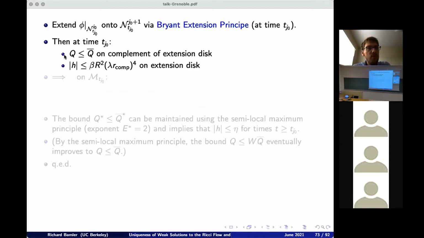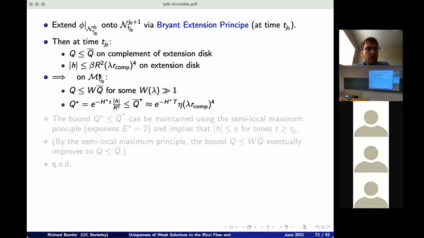So what do these 2 bounds imply? They imply that on the entire manifold, first of all, Q is going to be bounded by some large constant times Q bar. I mean, we have a good bound on the complement of the extension disk, and this bad bound on the extension disk. So in order to have a bound of this form, we have to add in a very large constant here, depending on lambda. Okay, so that's one type of bound.